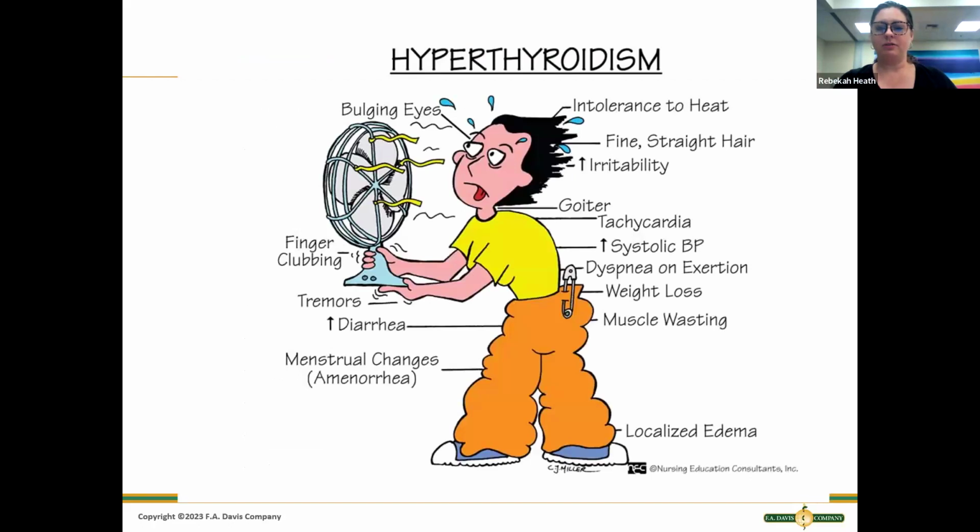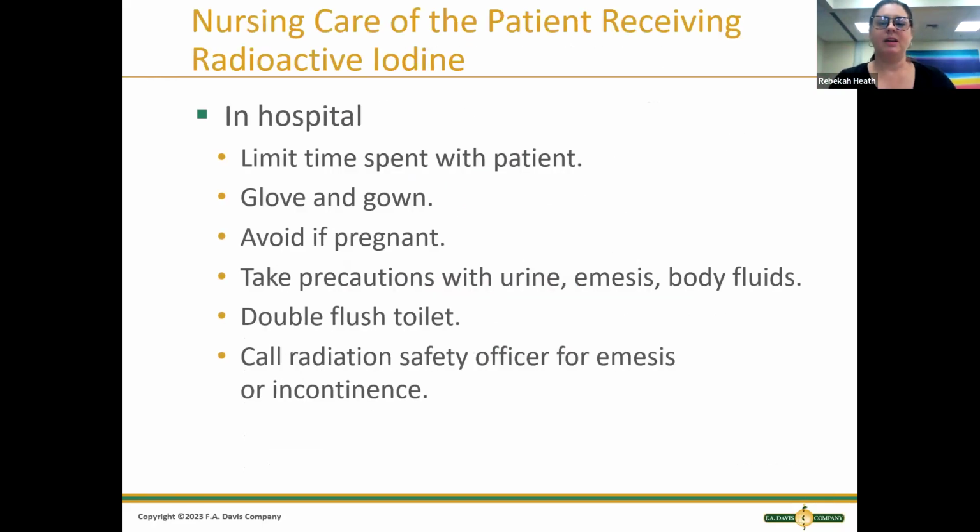Here's a little picture of our patient with hyperthyroidism. Look at him, he's got this bulging. He's just so hot. He's got tremors. He's lost all this weight. He's not feeling good. So sometimes for patients who have hyperactive thyroid, you might go ahead and give them radioactive iodine to treat the thyroid.